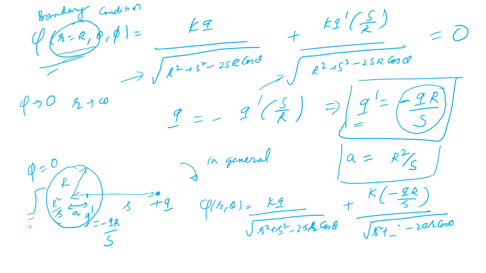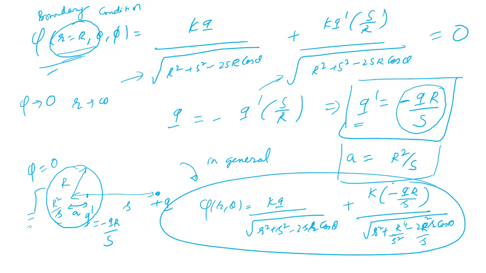So we can write R to the power 4 by S squared, and here we can write R squared by S. So now we have figured out what the solution should be, and that's what gives us the potential of the image charge. As you see, the image charge method needs a lot of intuition to come up with a situation that resembles the problem you're looking at. That's why the image charge method is as much art as it is science.